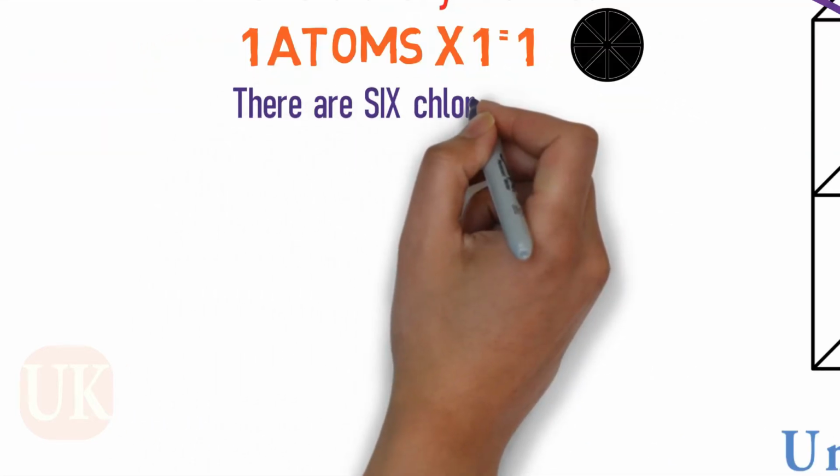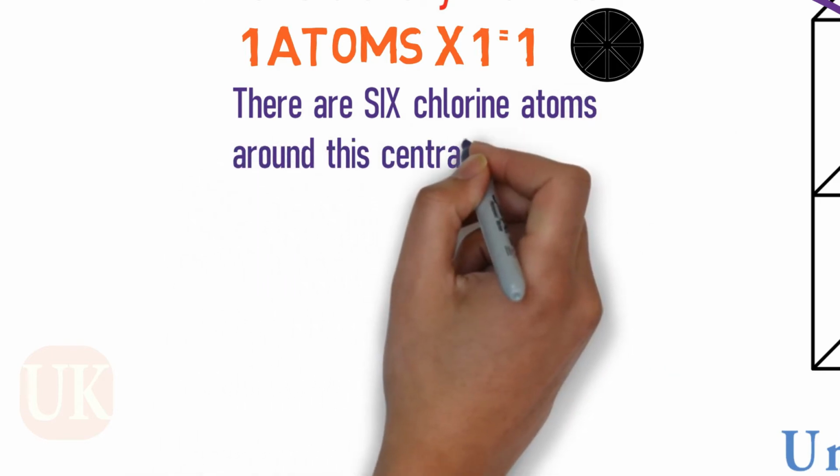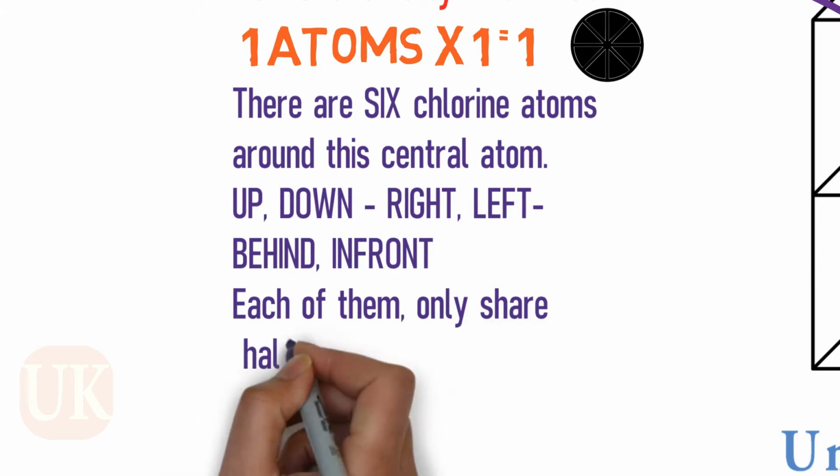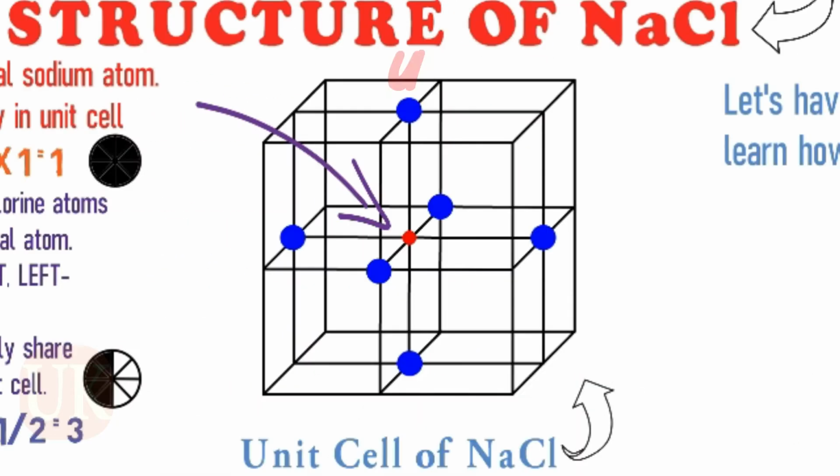Now let's have a look at the 6 chlorine atoms which surround this central sodium atom. One chlorine is up and one is down, one is at the right of this central sodium atom and one is at the left. In the same way, one chlorine is behind this central sodium and one is in front. So you can see the whole structure.